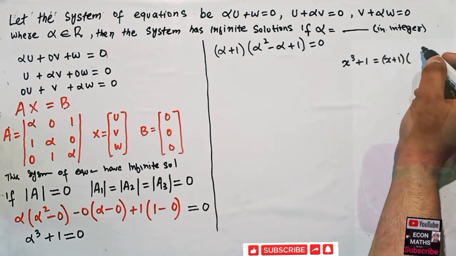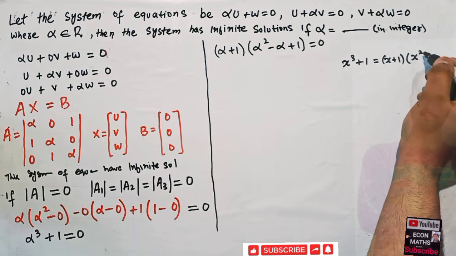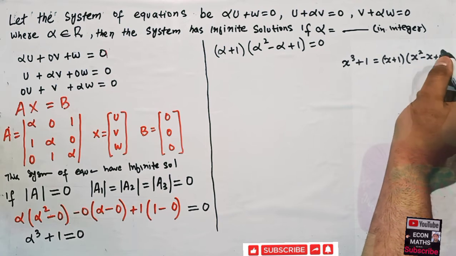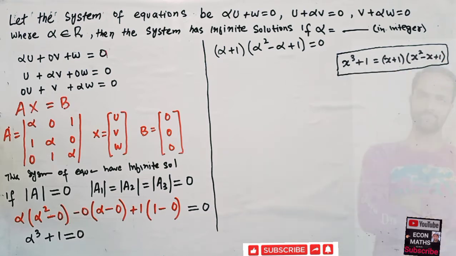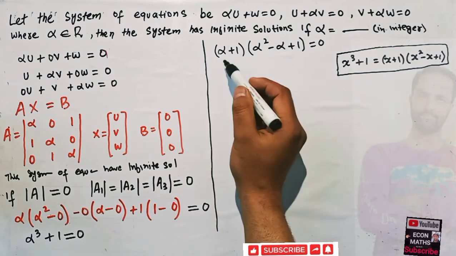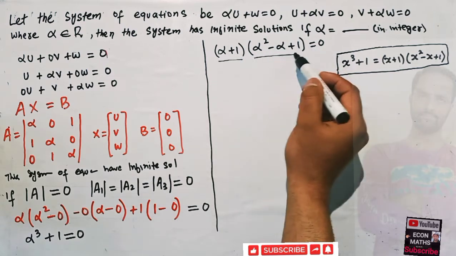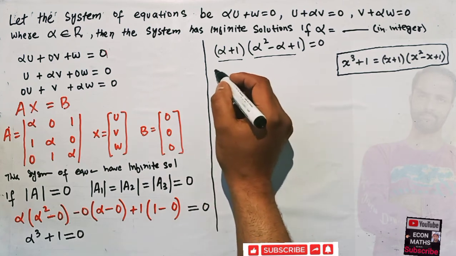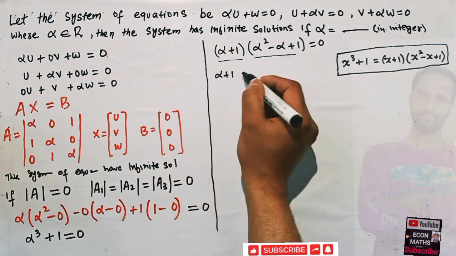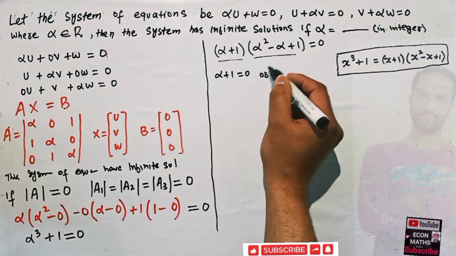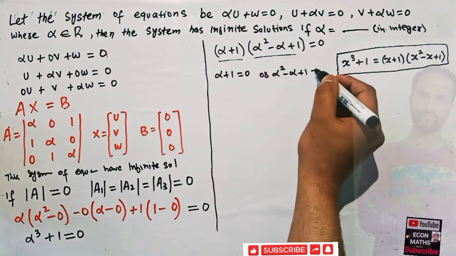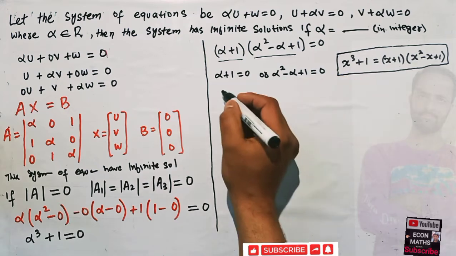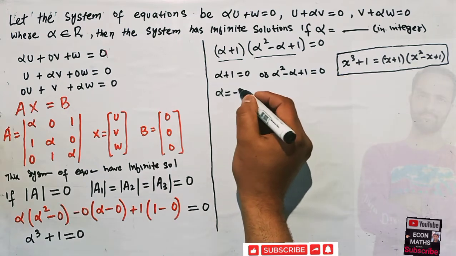This is the basic formula. So this is equal to x square minus x plus 1. So this straightforwardly comes from the formula, from the factorization. So here either this stuff is equal to 0 or this stuff is equal to 0. Let us write alpha plus 1 is equal to 0, or this stuff alpha square minus alpha plus 1 is equal to 0. If alpha plus 1 is equal to 0, that means alpha is equal to minus 1.